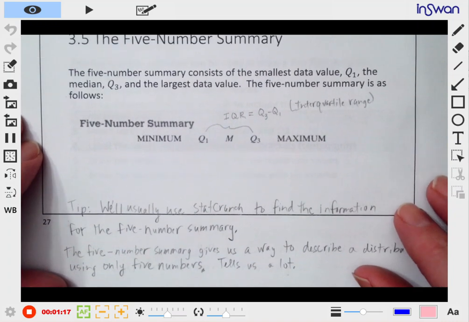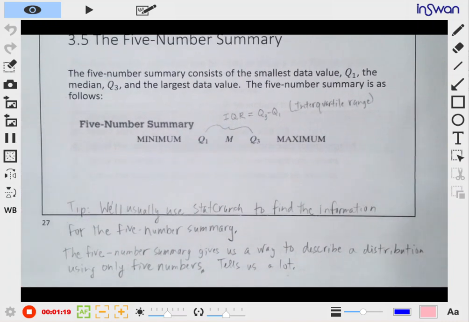So the 5 number summary consists of the smallest data value, the first quartile, the median, the third quartile, and the largest data value. The 5 number summary is as follows. And so you have your minimum and Q1, the median, the quartile 3, and the maximum. Notice it wouldn't be hard to find the interquartile range because you can easily subtract Q3 and Q1.